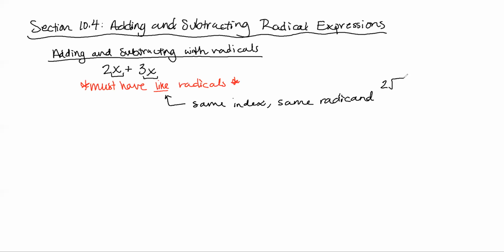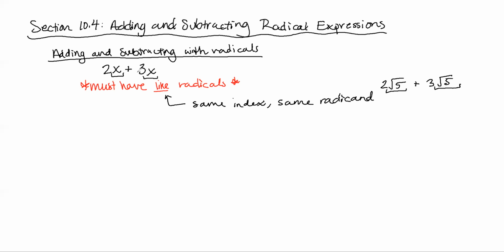2 square root of 5, kind of like going off of this one up here. 2 square root of 5 plus 3 square root of 5. If you think of those kind of like variables, the square root of 5s are the same. They have the same index, so the same number on the outside, and the same number inside the radical. So we can combine these together, and it'll be just like when you add variables.